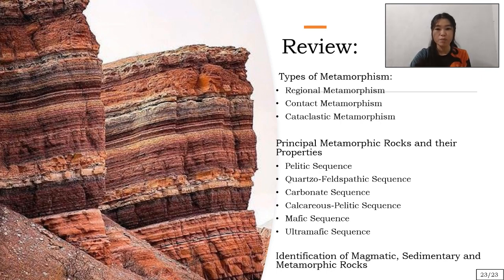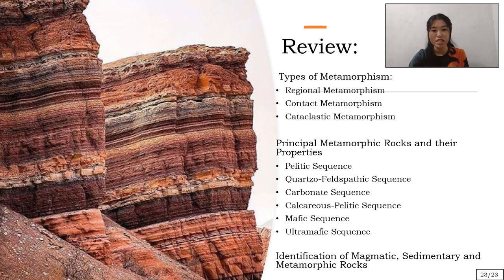Next is the principal metamorphic rocks and their properties, which have six sequences: pelitic, quartzo-feldspathic, carbonate, calcareous pelitic, mafic, and ultramafic sequences. The pelitic sequence describes how rocks made of clay and quartz change when exposed to increasing pressure and temperature. The quartzo-feldspathic sequence involves rocks enriched in silica, a mineral compound, and the carbonate sequence is where high pressure and temperature lead to changes in mineral composition and texture.